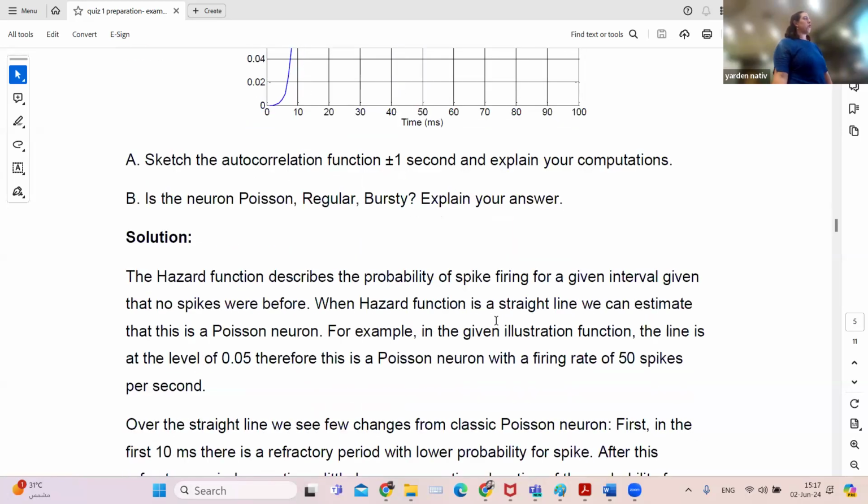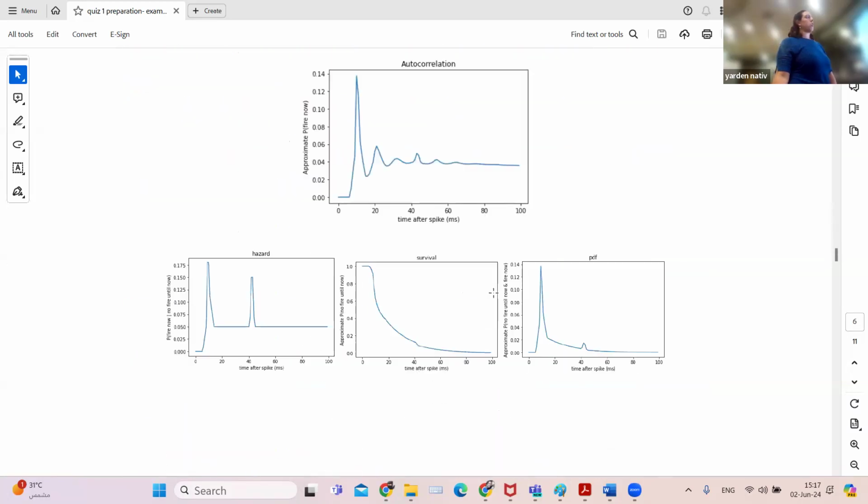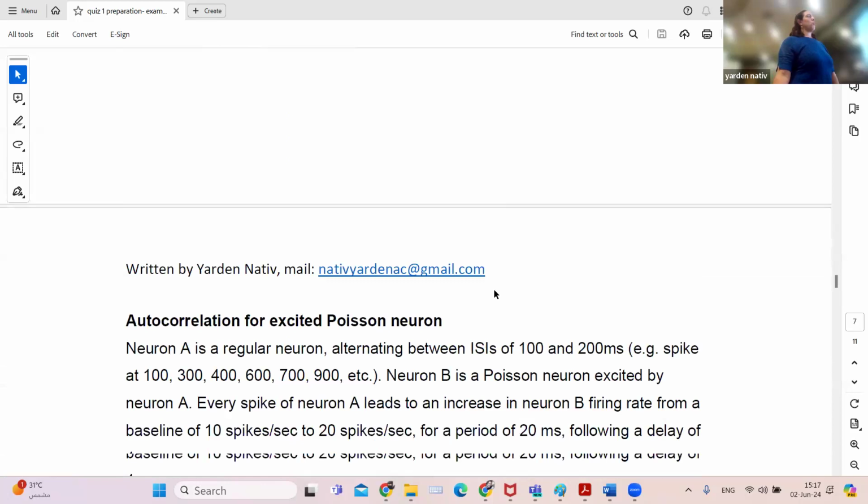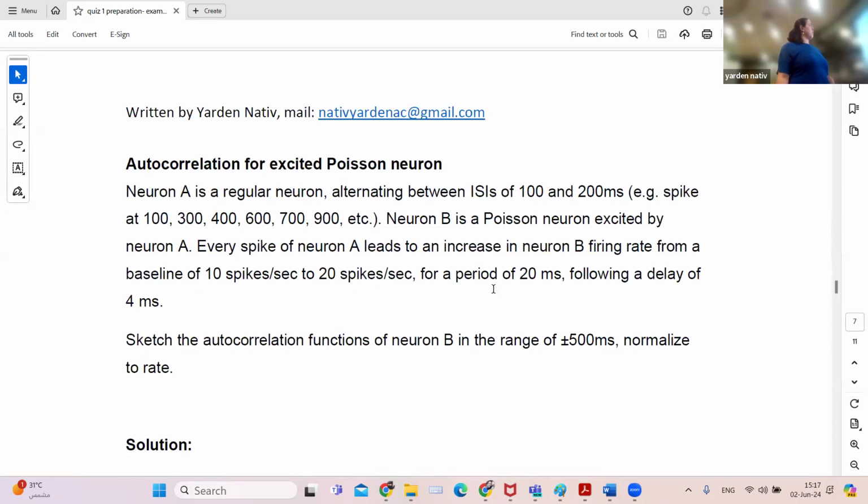But I want to show you, based on the question that we just did, if you want to try to solve a very similar one. So this one has a neuron, which is regular. And this one alternates between ISIs of 100 and 200, okay? So it has a spike at 100, 300, 400, 600, 700, 900. Is that clear so far?